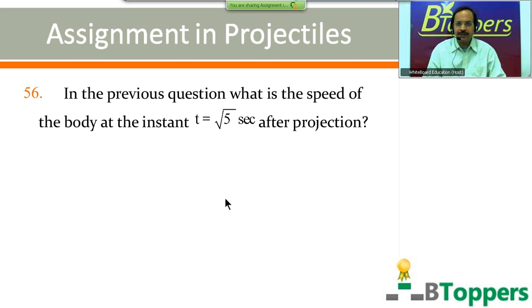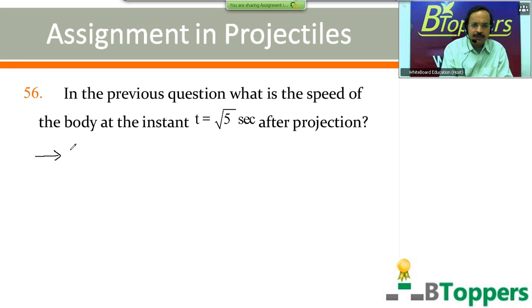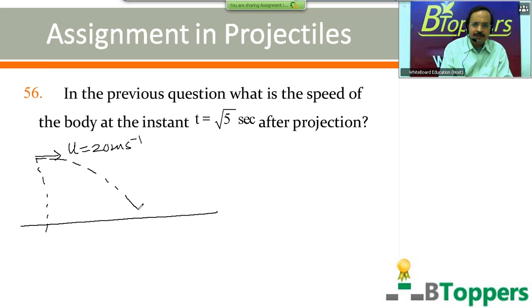The previous question: what is the speed of the body at the instant t equal to root 5 seconds after projection? So this question number 56 is also related to the previous question, where the body is projected horizontally with an initial velocity of 20 meter per second. You are asked to find the magnitude of the velocity of the body at t equal to root 5 seconds after projection.